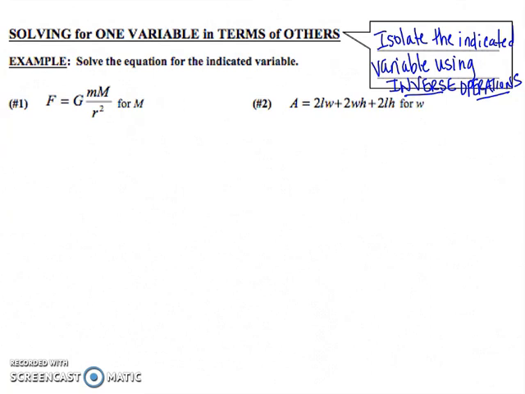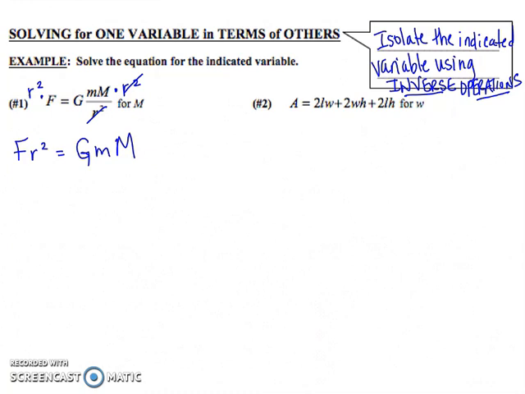So in example 1, if we are trying to solve for big M, then we need to look and say, what do we need to undo? First of all, I see that big M is being divided by r squared. So the first thing I'm going to do is multiply both sides of this equation by r squared. So that's going to cancel the r squared. Now I have f r squared equals big G, little m, big M.